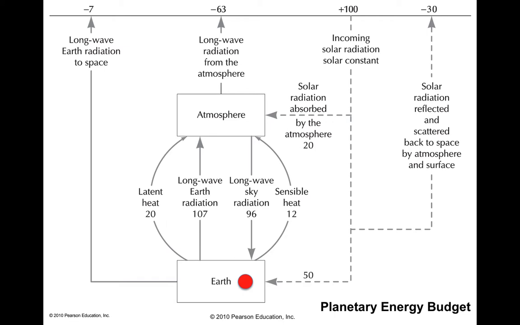At the same time, the atmosphere emits 96 units of long-wave radiation back to the surface. The difference here between long-wave Earth radiation coming from the surface, getting absorbed and then emitted back by the atmosphere back to the surface, this is really the greenhouse effect. And that's a function of how many greenhouse gases we have in our atmosphere and also how many clouds, which can also absorb and re-emit infrared radiation.